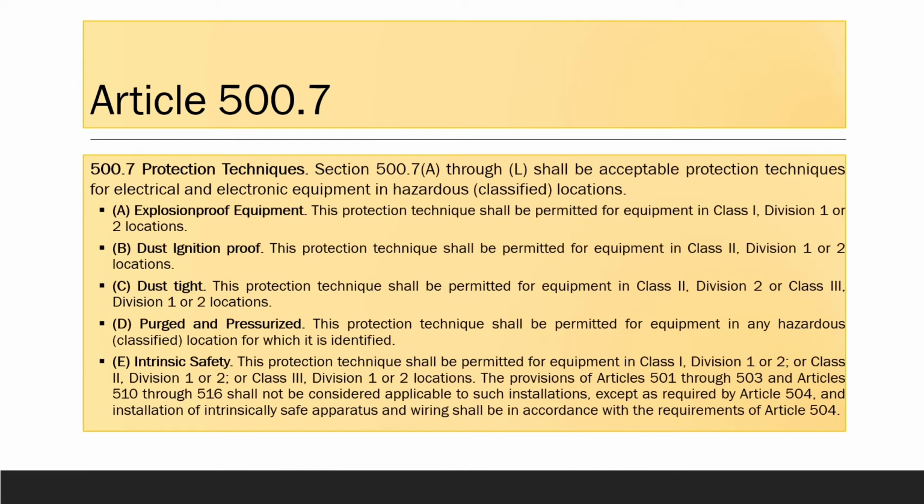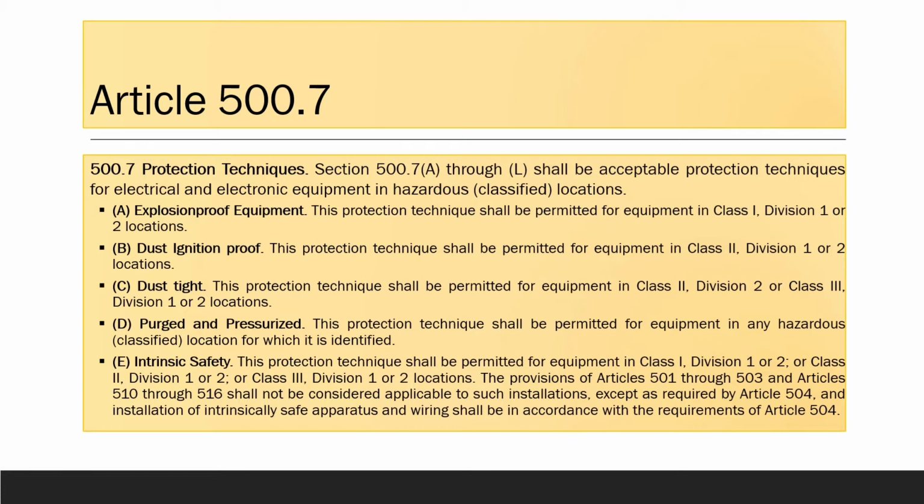So next is Article 500.7, Protection Techniques. Section 500.7 A through L shall be acceptable protection techniques for electrical and electronic equipment in hazardous classified locations. Letter A. Explosion-proof equipment. This protection technique shall be permitted for equipment in Class 1, Division 1 or 2 locations.